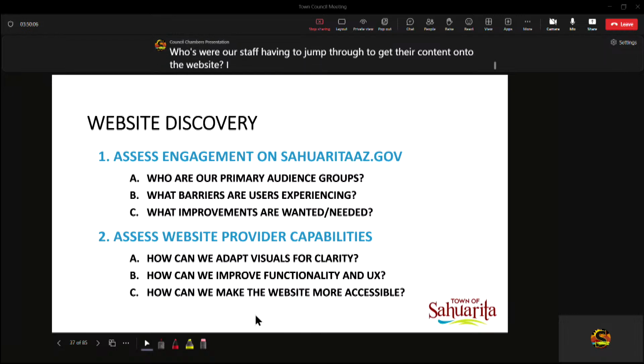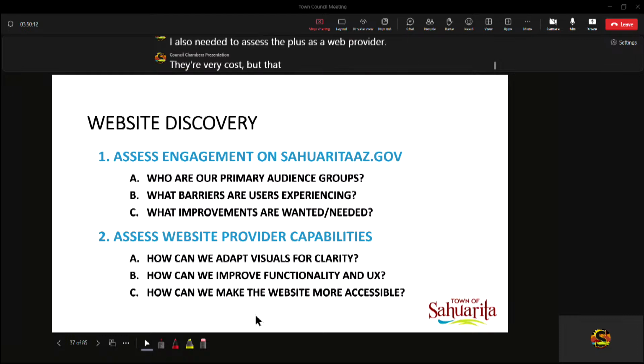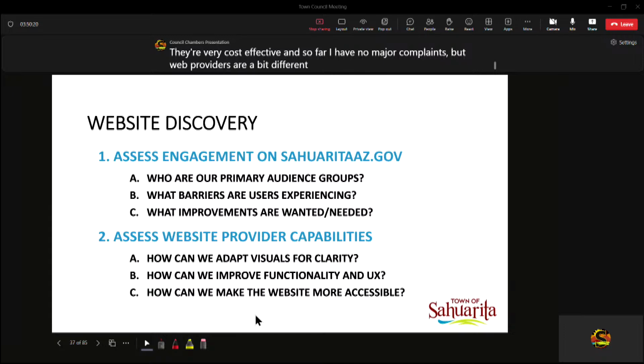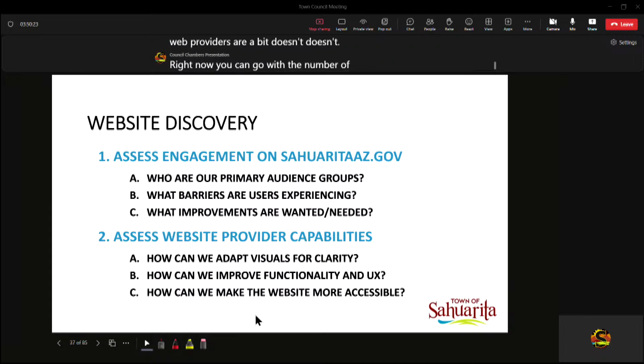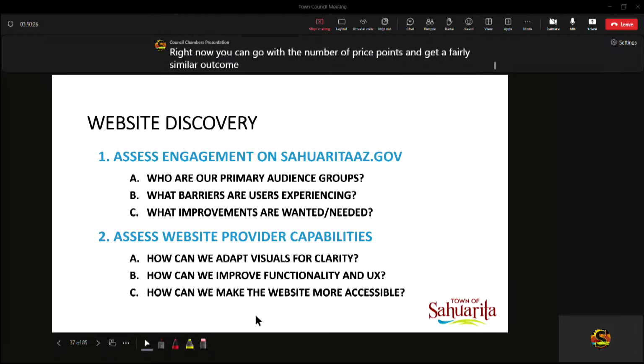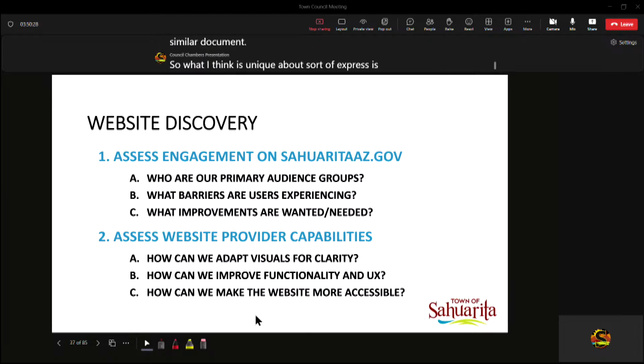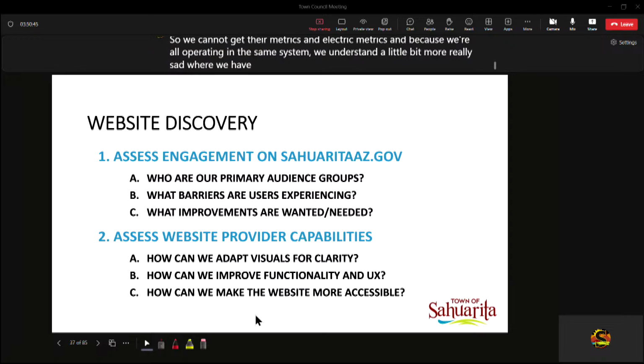I also needed to assess Civic Plus as a web provider. They're very cost-effective, and so far I have no major complaints, but web providers are a dime a dozen right now. You can go with a number of price points and get a fairly similar outcome. So what I think is unique about Civic Plus is how many other municipalities they work with. That gives us a good comparison, one-to-one, with other municipalities of our size, so we can look at their metrics and our metrics, and because we're all operating in the same system, we understand a little bit more where we stand, where we have room to improve.